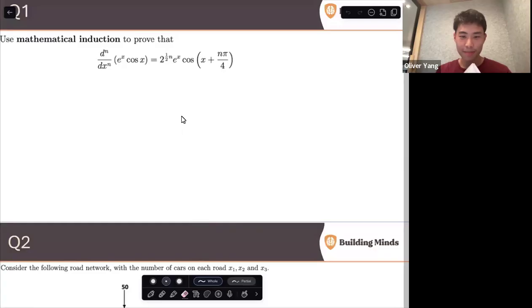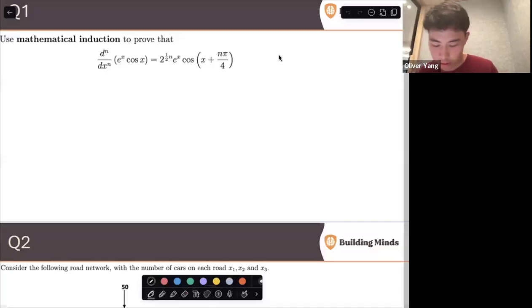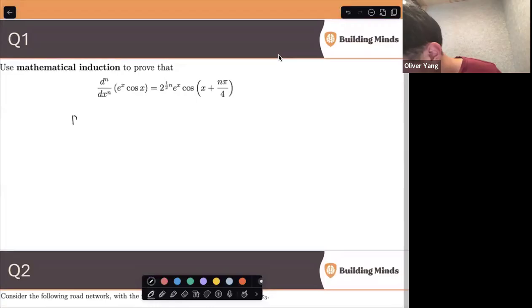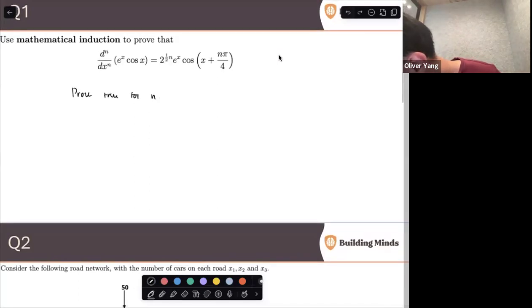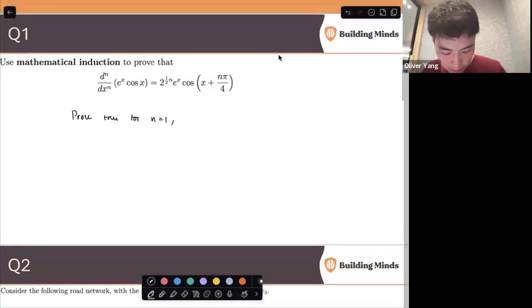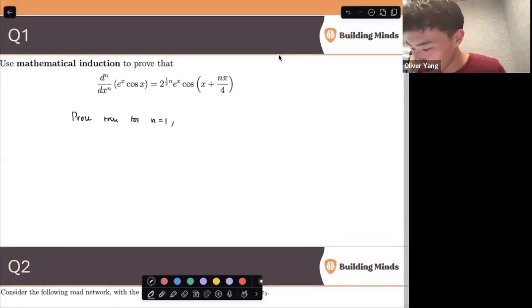Okay, so the first question is the proof by mathematical induction. The first step would be to prove it true for n equals 1, right? Prove true for n equals 1. Also, my handwriting can sometimes get pretty messy, so let me know if something's not looking good.